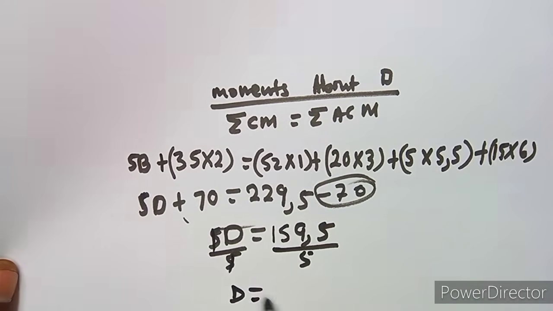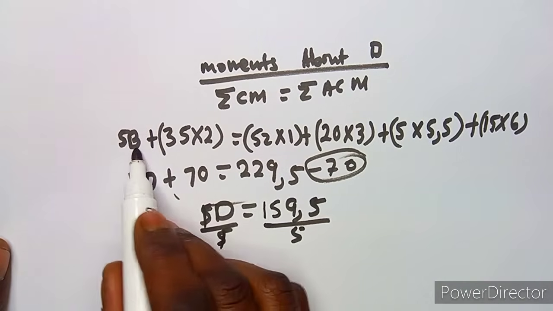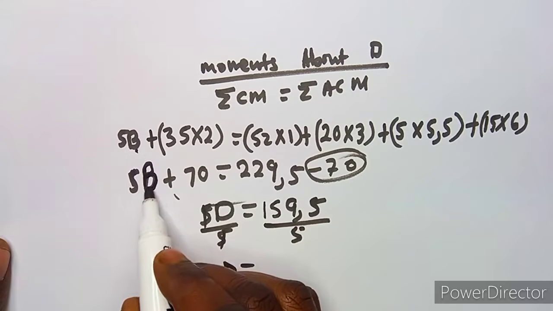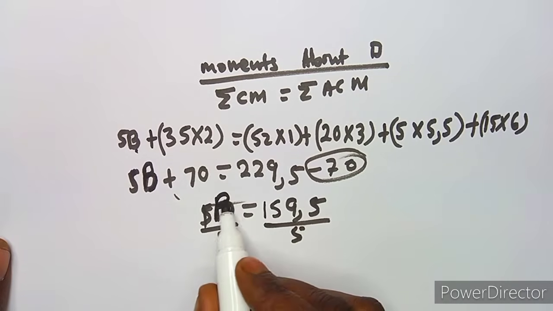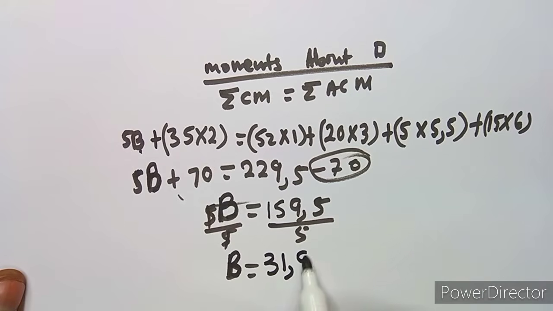That's our D, which is going to be, guys, where am I taking? This is B. Yes, I hope someone saw this earlier. All right, so this is our B, not our D. So our B is going to be, if we divide properly, 31.9, which is in kilonewton. So that's our B there. So we have got the reaction B, or the support B.